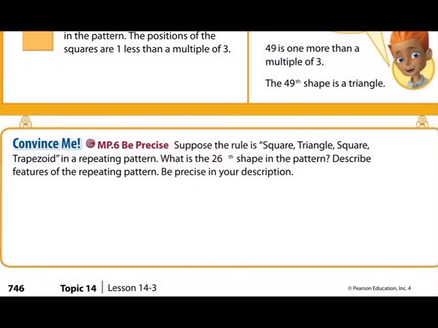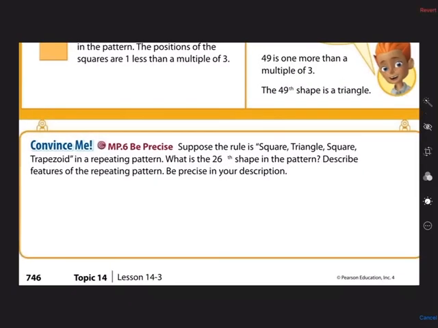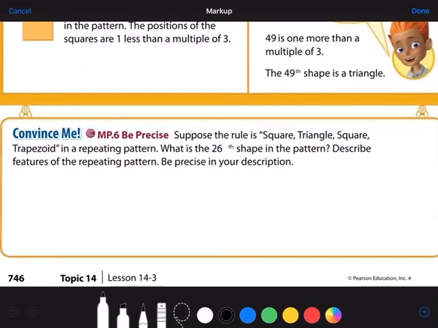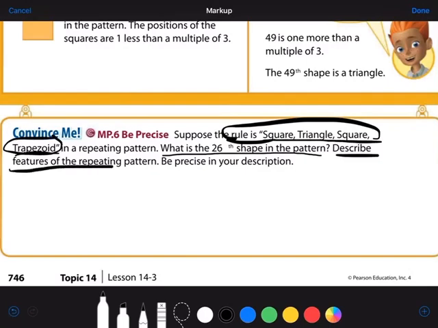It says, suppose the rule is square triangle, square trapezoid. Okay, we can do that. Let me underline the rule. And it says, what is the 26th shape in the pattern? Describe features of the repeating pattern. Be precise. So we have 2 parts. What's the 26th shape? Describe features in the pattern.